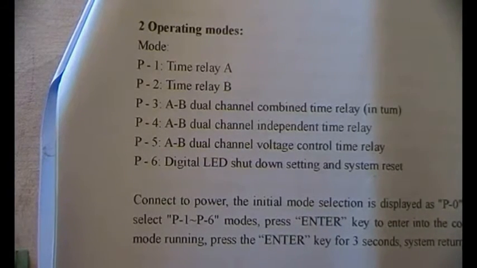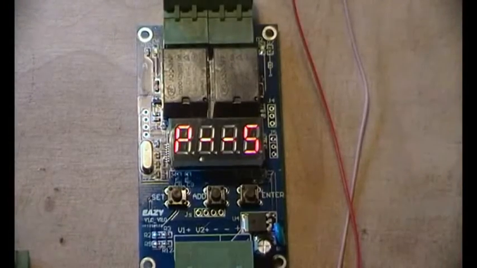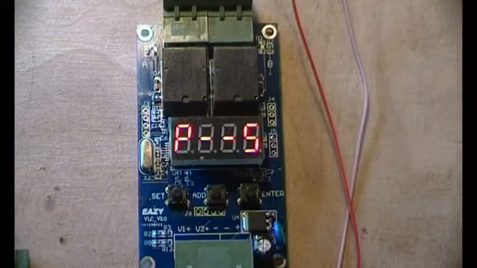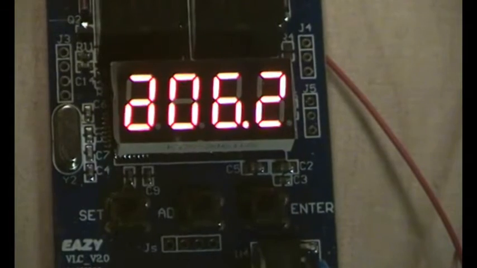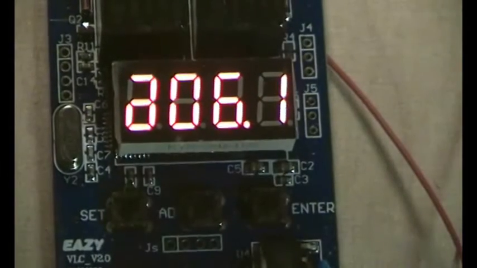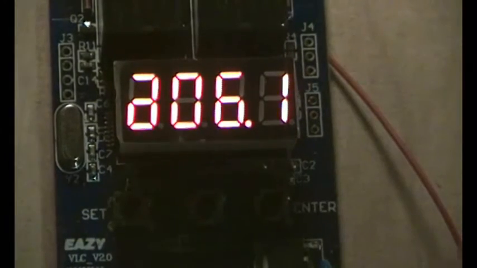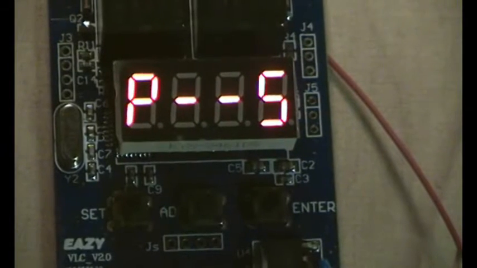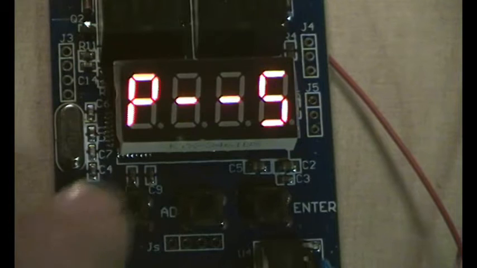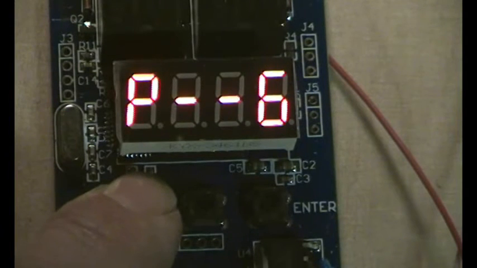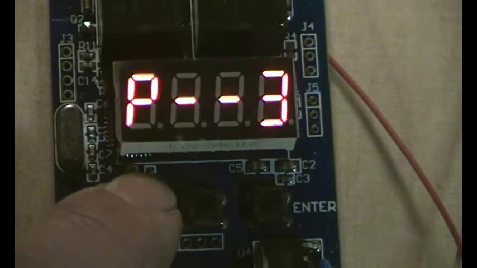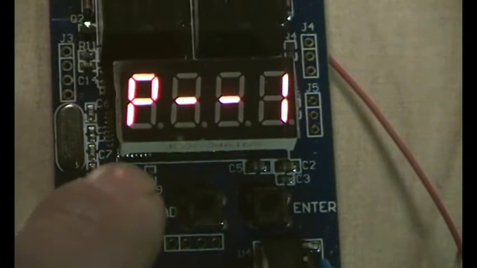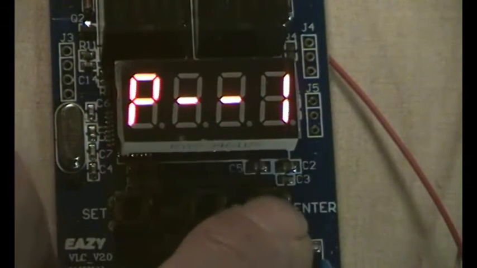So let's have a look. I'm hoping we'll better see these. Let's just move the light out a bit now. So we're on variable voltage at the moment, and we're in P5. So let's press enter and hold to come out of P5. Okay, now we can scroll with set: P6, P1, 2, 3, like that. P1 is setting the timer. So we want to enter P1.